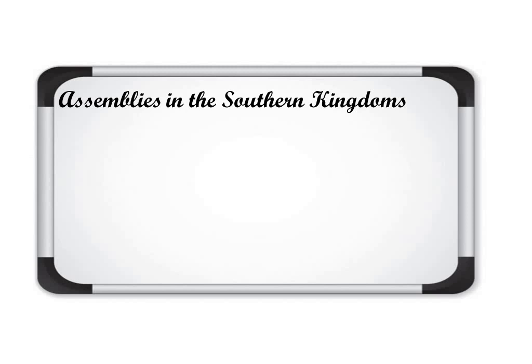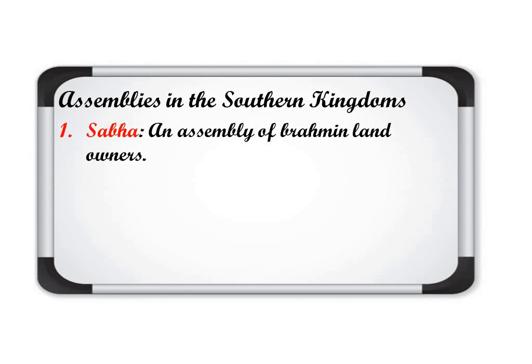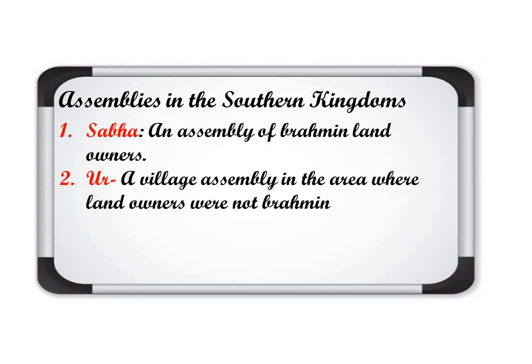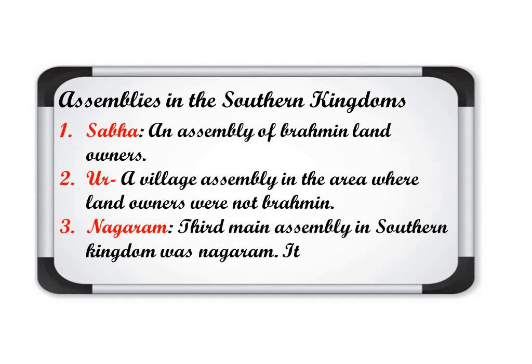So the assemblies here in the southern kingdom: Sabha, an assembly of Brahmin landowners, who were discussing different matters like agriculture, development or irrigation. Clear? Then Ur, a village assembly in the area where landowners were not Brahmin, means other than Brahmin landowners. Then Nagaram, the third main assembly, was an organization of merchants. So these were three different assemblies in the southern kingdom.